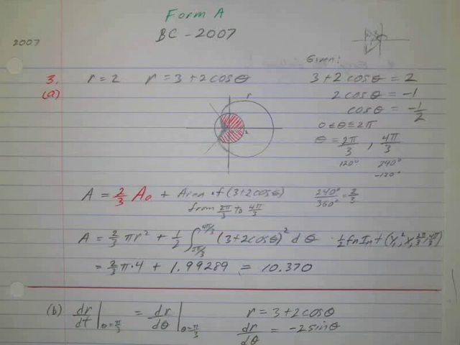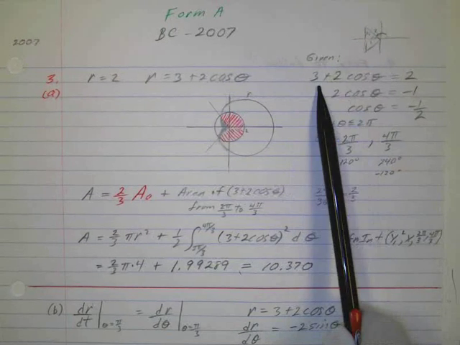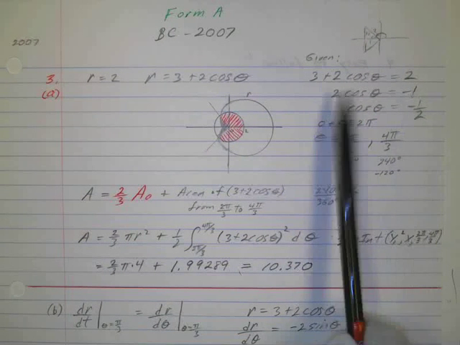Okay, this is BC problem 2007, Form A, number 3. The graphs of the polar curves r equals 2 and r equals 3 plus 2 cosine of theta are shown above. The curves intersect when theta is, well, that's nice, they give you the intersection: 2 pi over 3 and 4 pi over 3. I kind of found it over here because sometimes they don't even give you that, so that's easy to find.